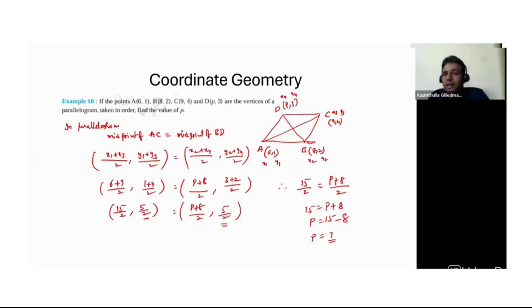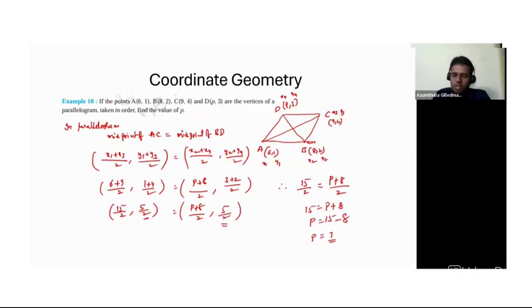Understood? If it is a rectangle, then the opposite side lengths should be equal and the diagonals length should be equal. And if it is a parallelogram, the lengths are not equal in a parallelogram, so the midpoint of the diagonals should be equal, AC and BD. So that's the property of parallelogram, where the midpoint of both the diagonals intersect at the same point. That is, the midpoint of AC is equal to midpoint of BD. Using that property, we have solved this problem.